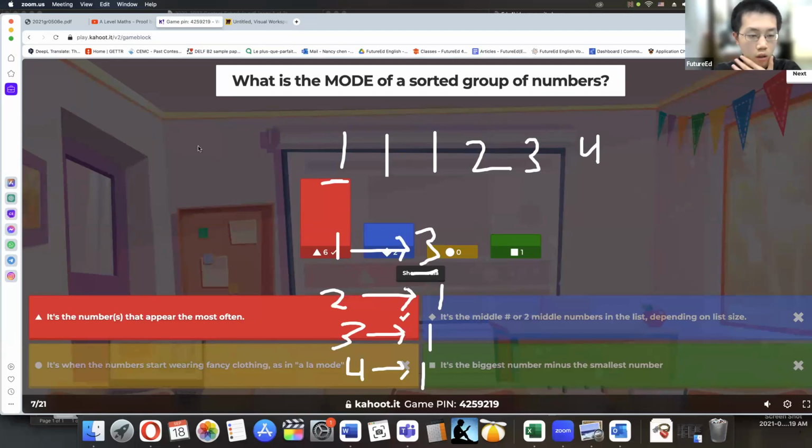3 times, correct. So what if instead, of 1, 2, 5, 5, 5, 3, I just put 1, 2, 3, 4, 5, 6. And I asked you to find what's the mode of this sort of group of numbers?